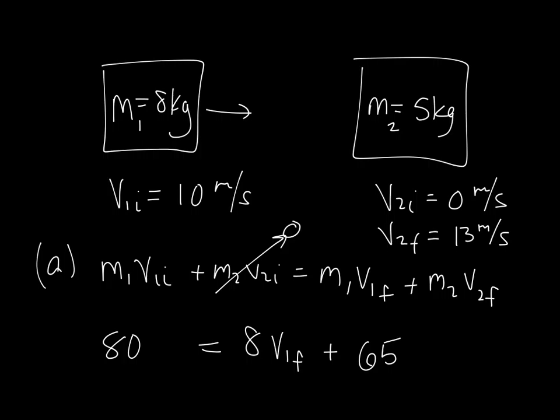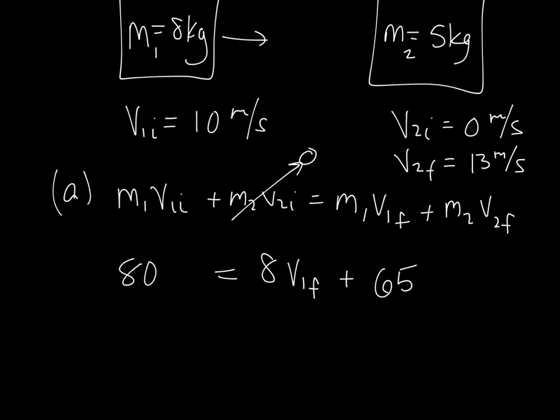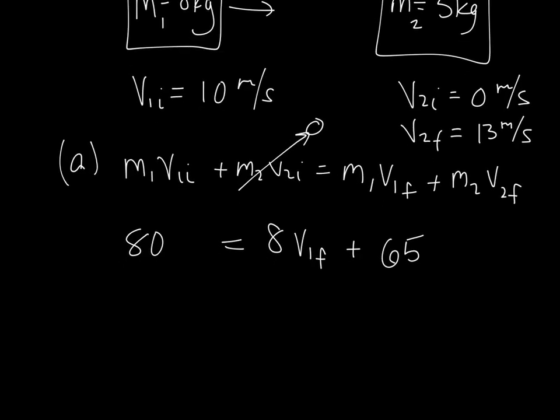I shouldn't have said each, I guess. So let's make sure we correct that if you were looking at the wording. It would have said, find the velocity of the first object if the second object is moving with a velocity of 13 meters per second after the collision. So all this would be is solved for V1F. Subtract 65 to get 15. Divide by 8, you'll get around 2 as an answer. Okay, 1.875.